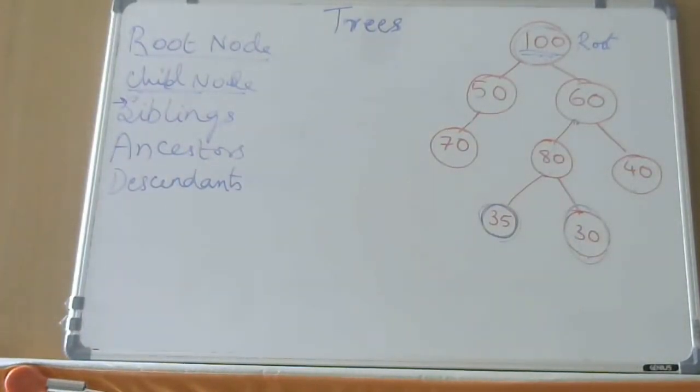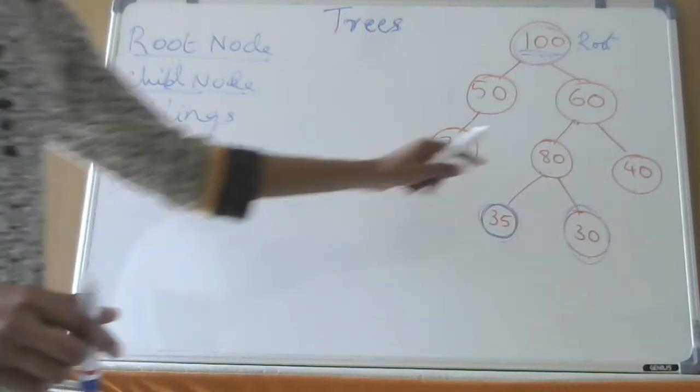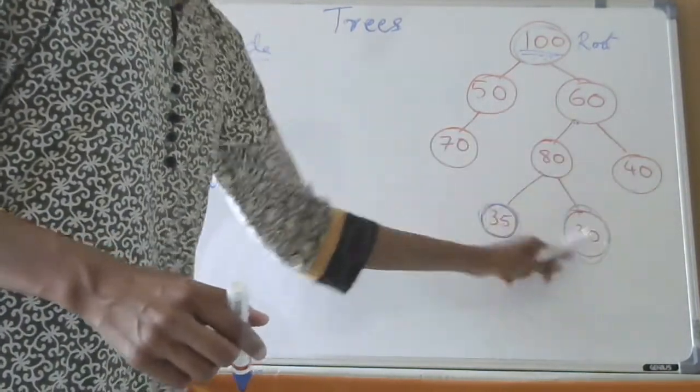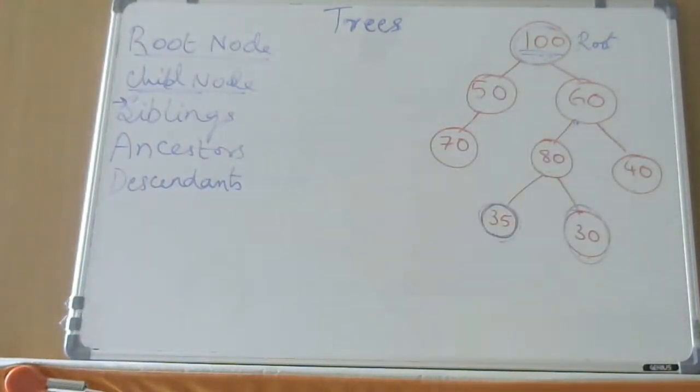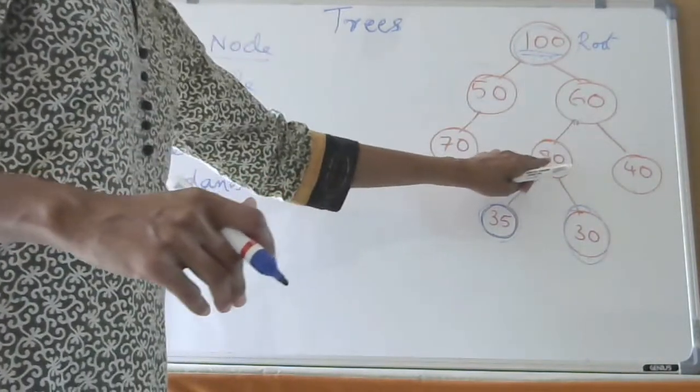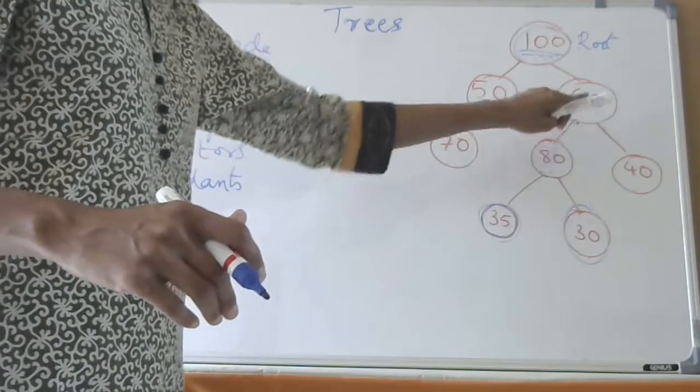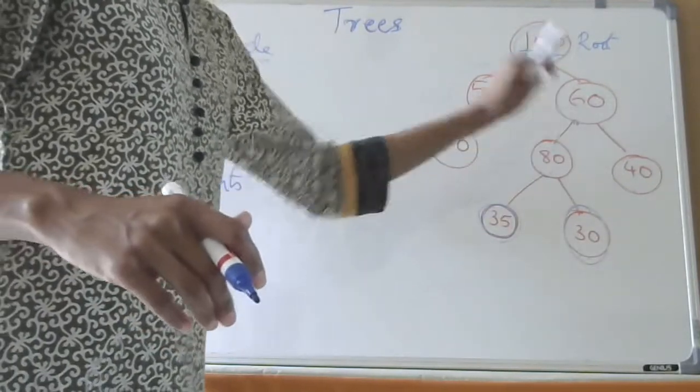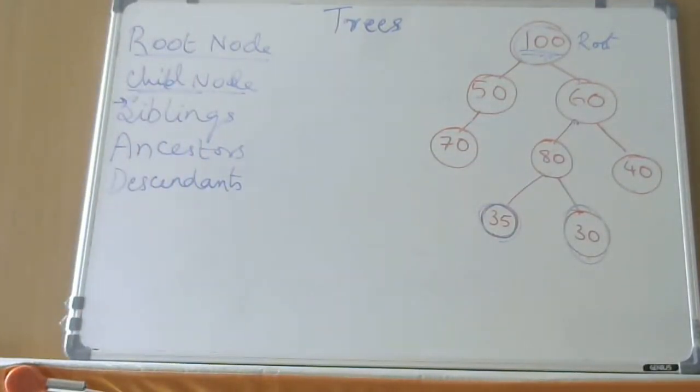Who are the descendants of 60? 80, 40, 35, 30 are all descendants of 60. So when we say descendants in English, we say parents, children. Children are descendants of the parent. Children's children become grandchildren, and they are also descendants. Correct? So the same concept holds here. 80 and 40 are descendants of 60. 35 and 30 are also descendants of 60. So that is the meaning of descendants.